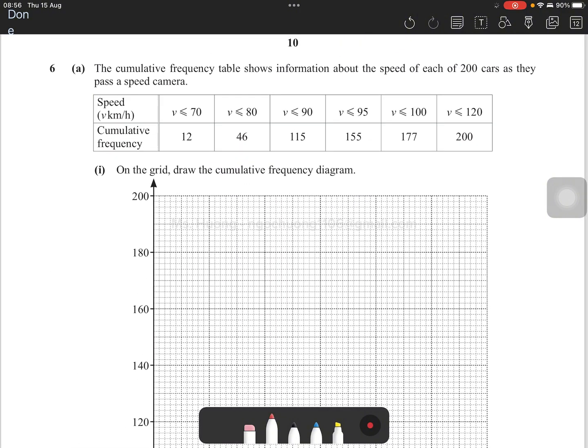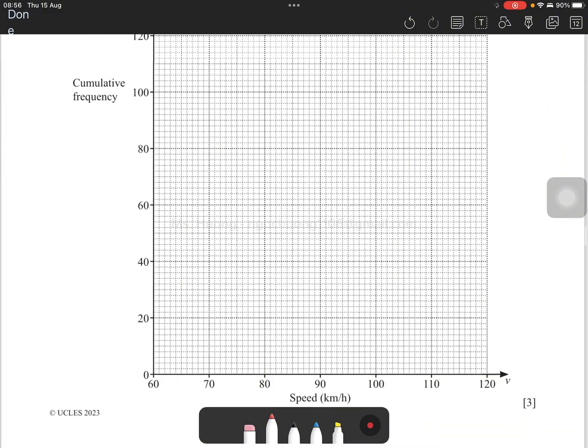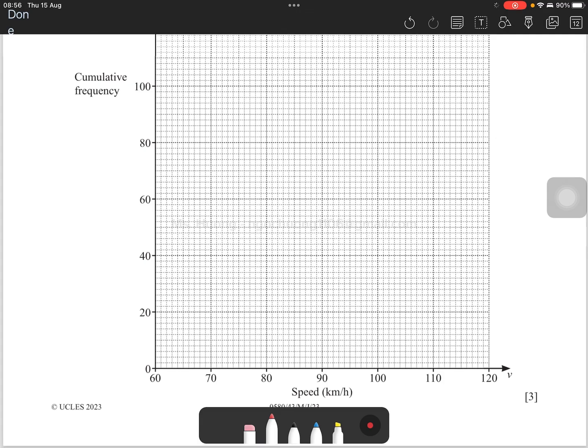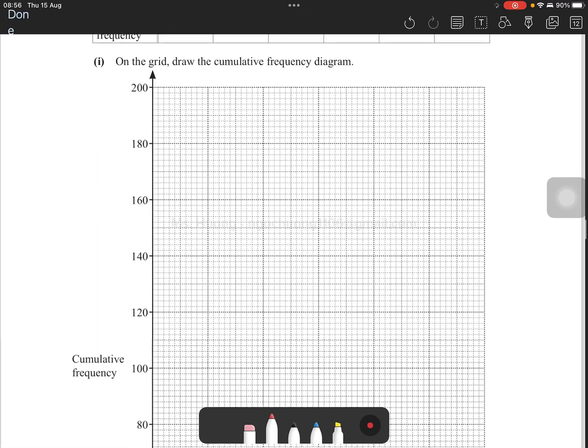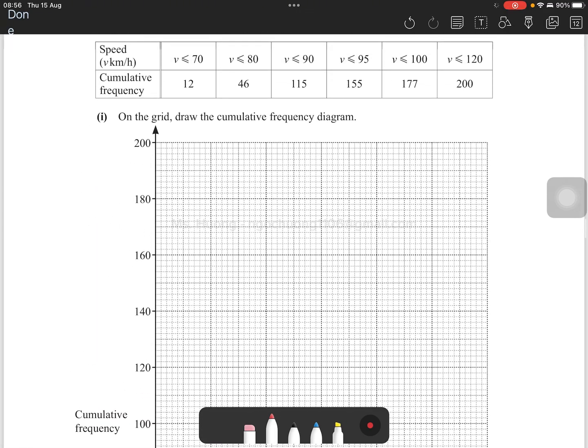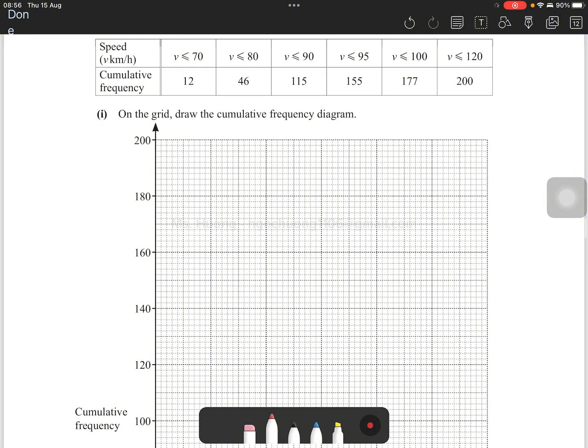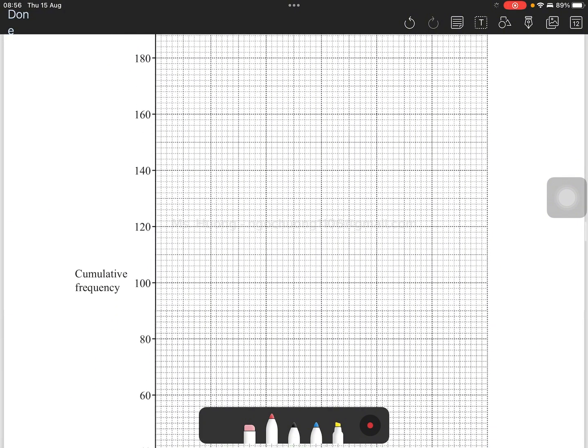Question 6. A. The cumulative frequency table shows information about the speed of each of 200 cars as they pass a speed camera. The horizontal line shows the speed in kilometers per hour, and the vertical line shows the cumulative frequency. Now we need to draw the cumulative frequency diagram. First, we'll plot the points (70, 12), (80, 46), (90, 115), (95, 155), (100, 177), and (120, 200).